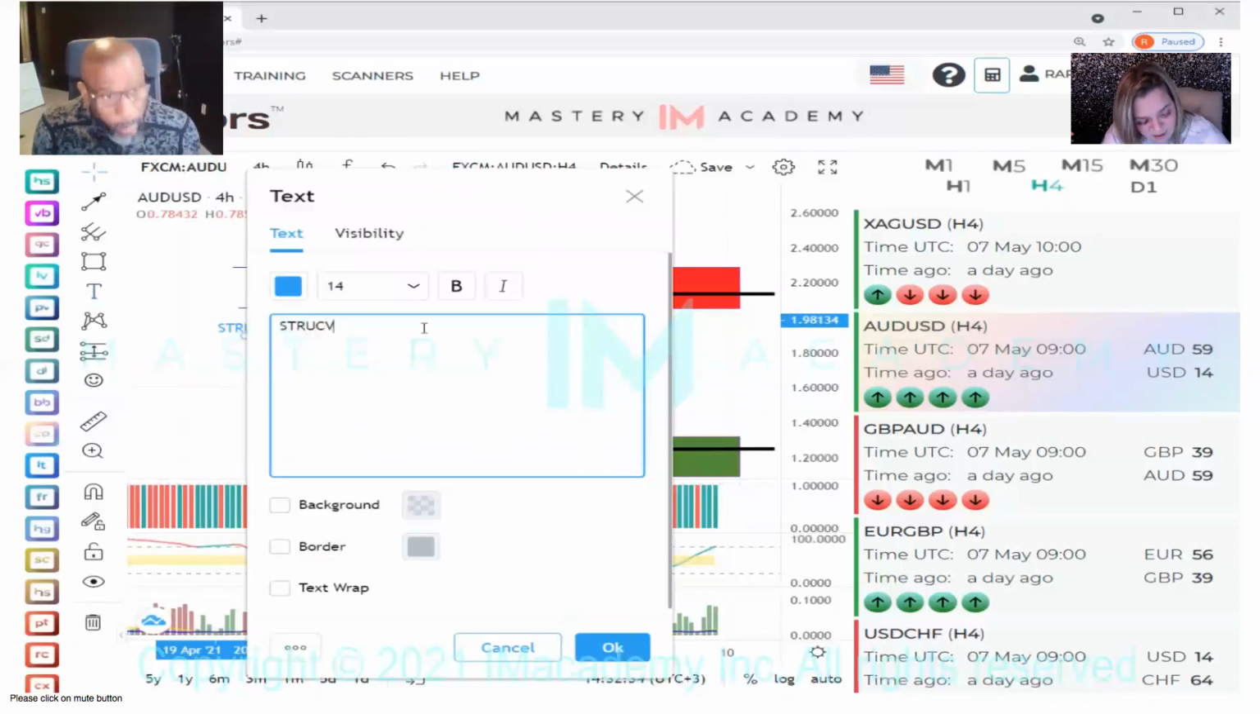Structure is at the top, middle, bottom of the supply demand box. Are y'all writing this down?